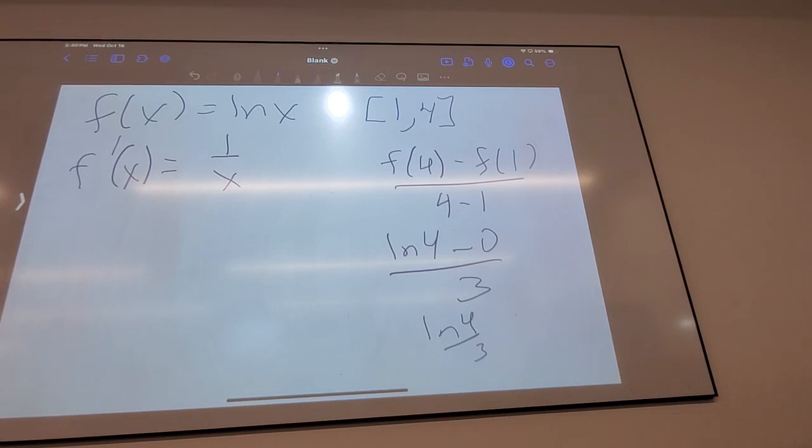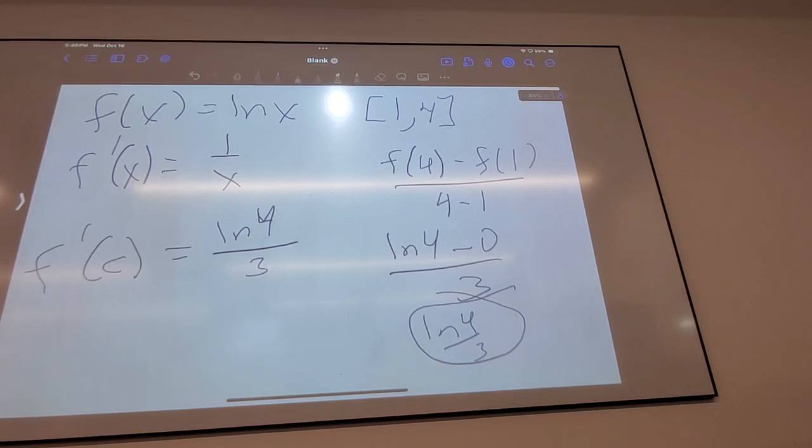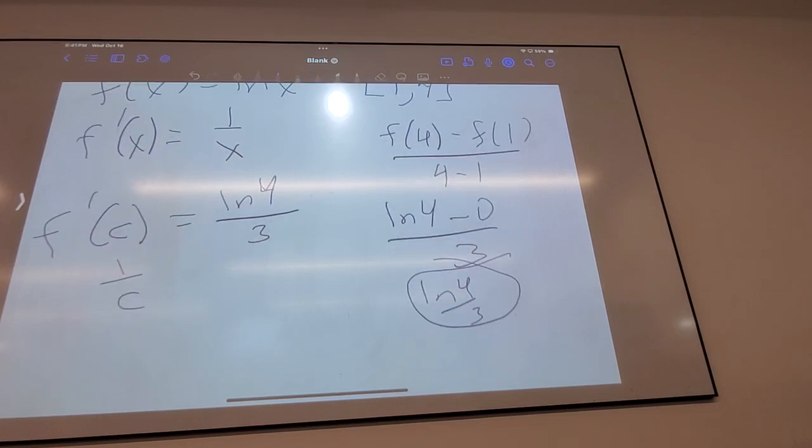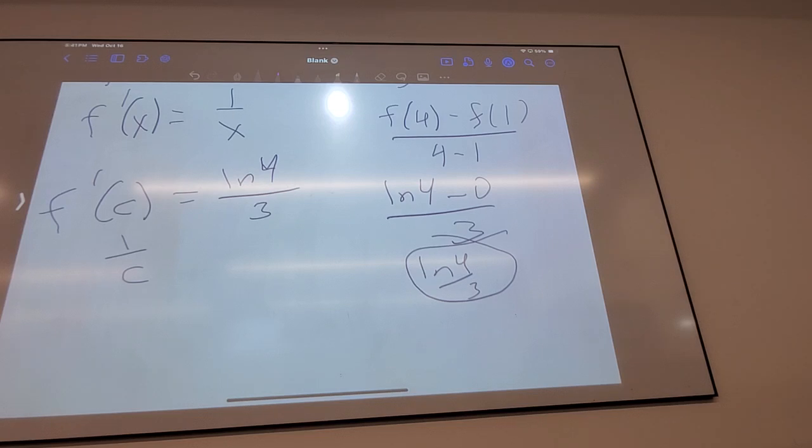F prime of x must equal, what do we, the slope at some point, in fact, let's make it even more in your face. The slope at some point, c, must equal ln 4 over 3. And what is the slope at c? Don't overthink it. What's the slope at c? f is natural log. What's f prime? f prime is 1 over x.